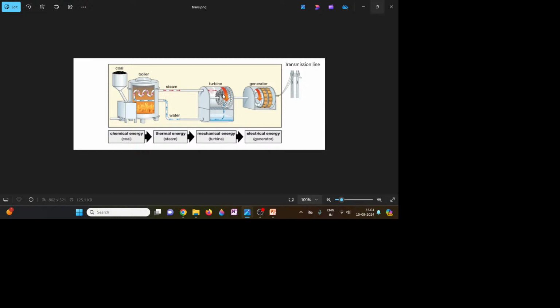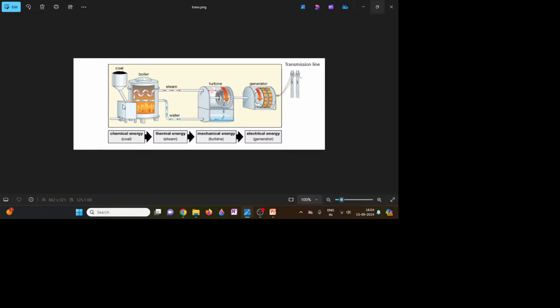Okay, so because of this steam, this turbine will rotate. When the turbine rotates, this rod which is attached here will also rotate. When the rod rotates, the generator armature will rotate, and hence electrical energy is generated. Okay, I'm just briefly discussing this here. This is not our actual content.